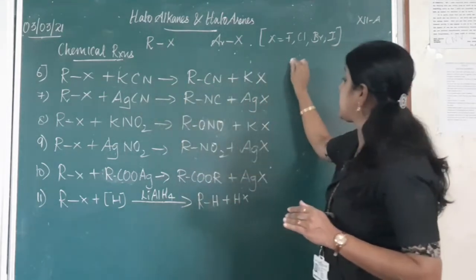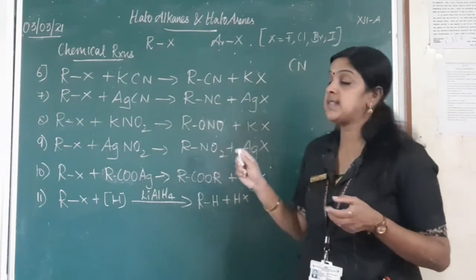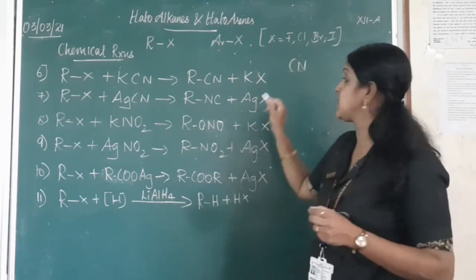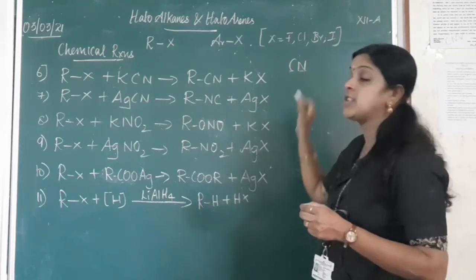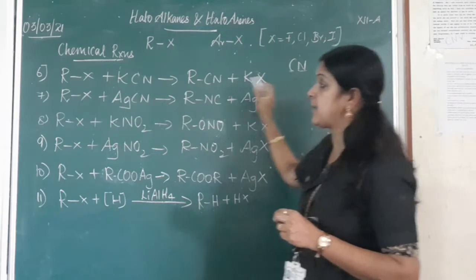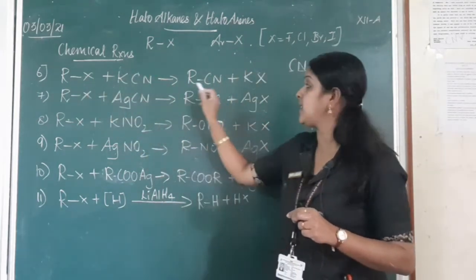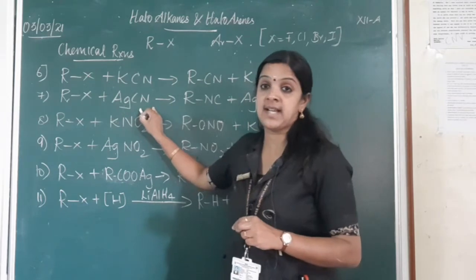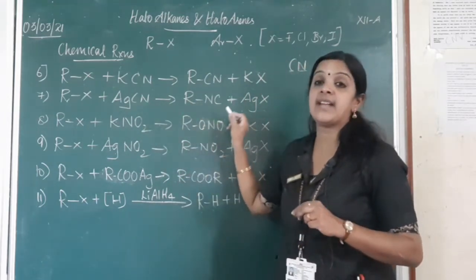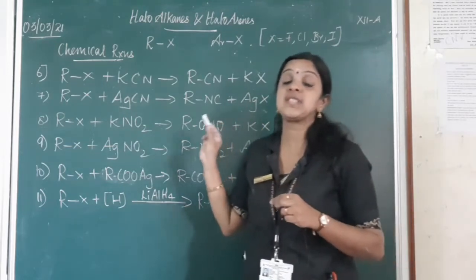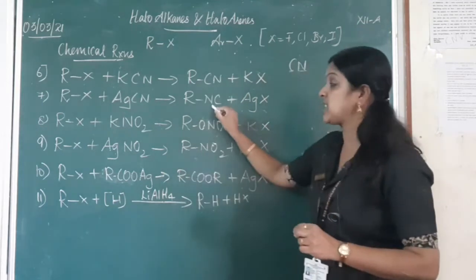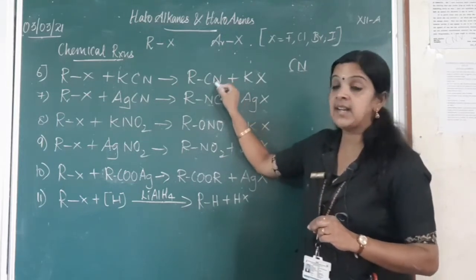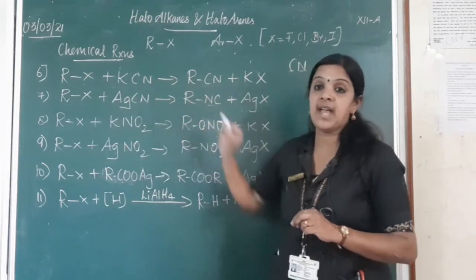In CN, we have studied about ambident nucleophiles. What are ambident nucleophiles? Ambident means the nucleophile can attack through both the centers. That is, carbon is also an attacking center, nitrogen is also an attacking center. So when haloalkane is treated with potassium cyanide, I get RCN plus KX. But the same RX, when treated with silver cyanide, I don't get RCN, instead I get RNC, which is an alkyl isocyanide or carbylamine. So this is an isocyanide where nitrogen is the attacking atom. So I get cyanide and isocyanide when it is treated with KCN and silver cyanide.